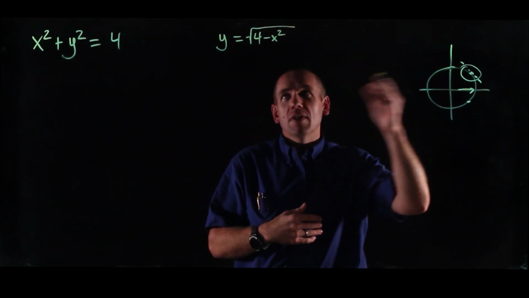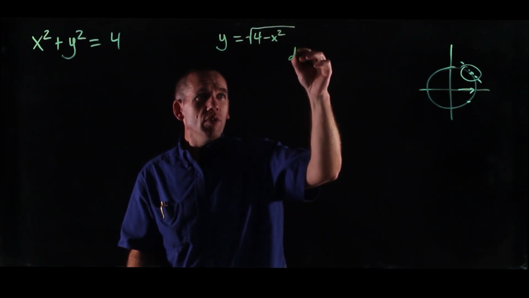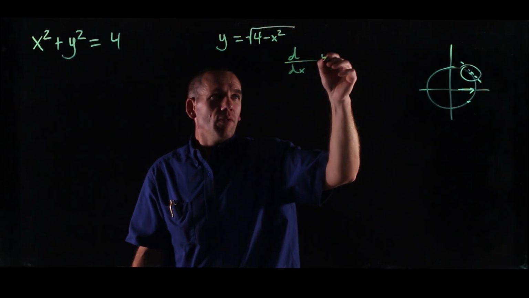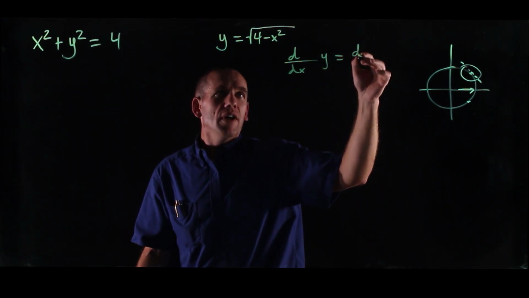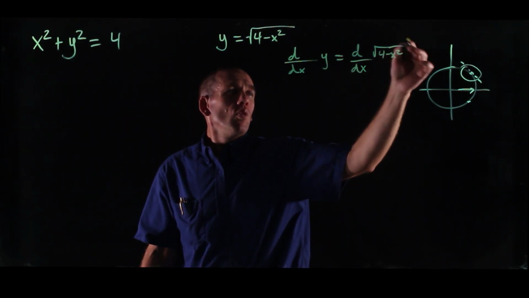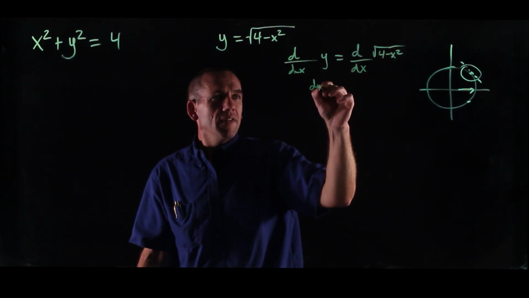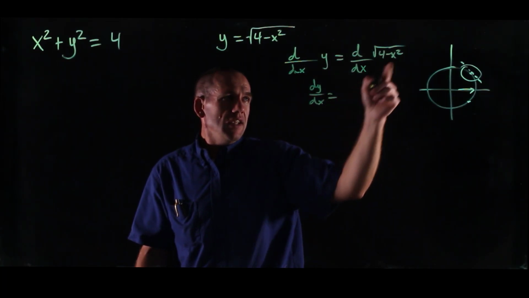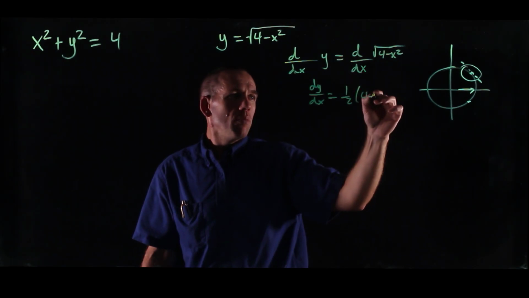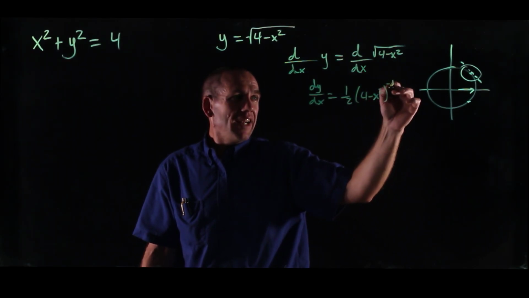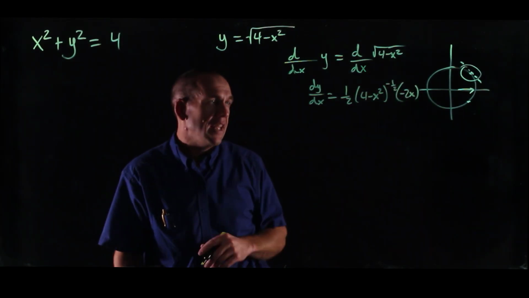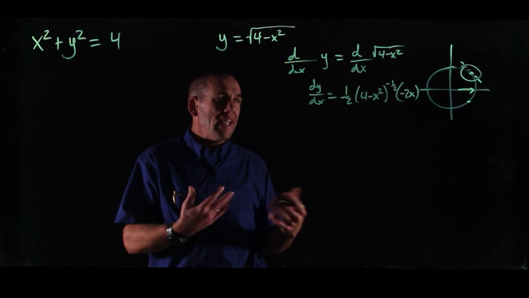So if we want the derivative of this thing, we just say, okay, let's take the derivative with respect to x of both sides. So the derivative of y with respect to x is equal to the derivative of the square root of 4 minus x squared with respect to x. So this gets us dy/dx is equal to, and then we chain rule that, right? So we have 1/2 (4 minus x squared) to the negative half times negative 2x, the derivative of that inside function. And that gets us there.